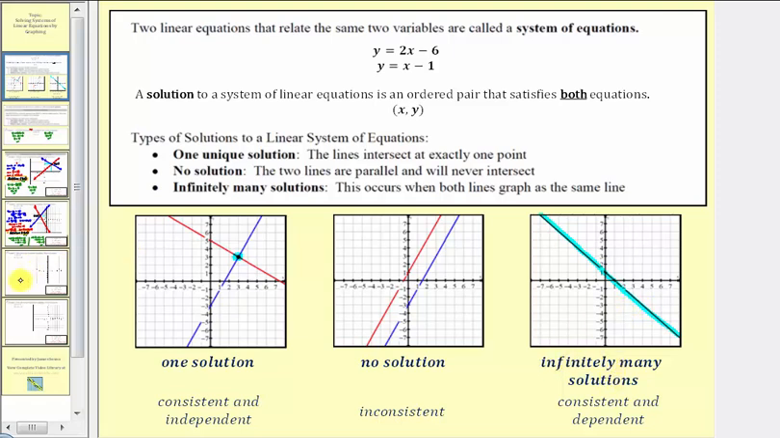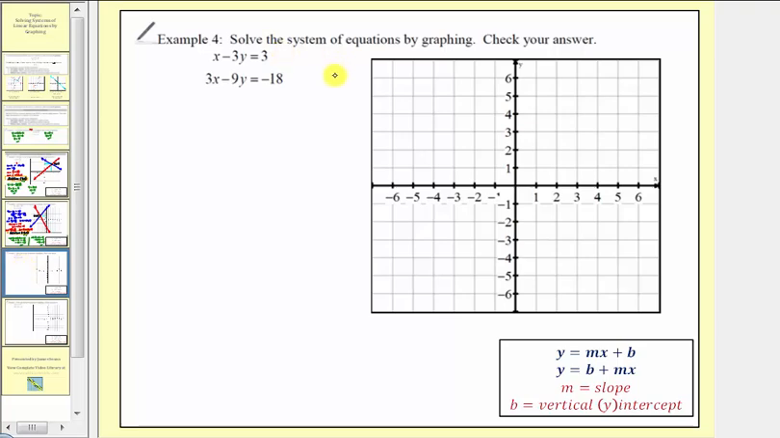Let's look at our next example. Here we're asked to solve the system of equations by graphing and then also check the answer. Notice both equations are in general form, sometimes called standard form. So let's go ahead and solve these for y and put them in slope-intercept form so we can easily identify the vertical intercept and the slope.